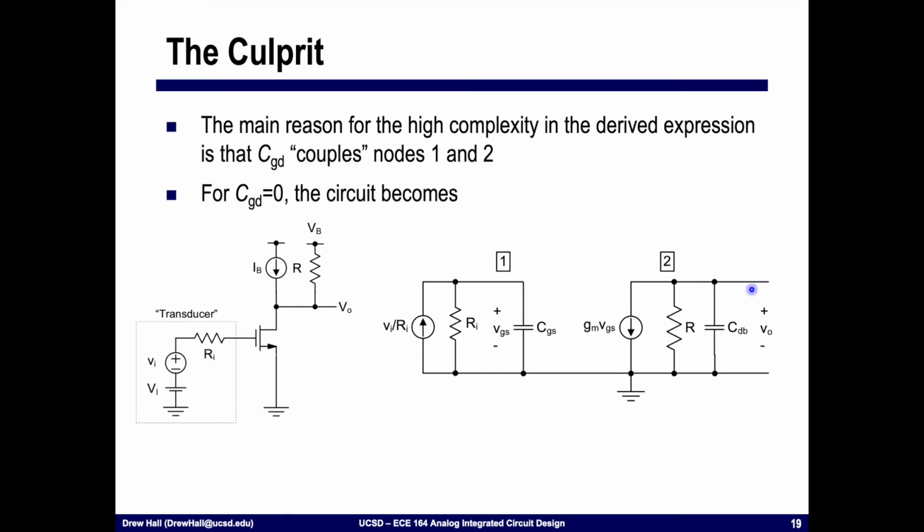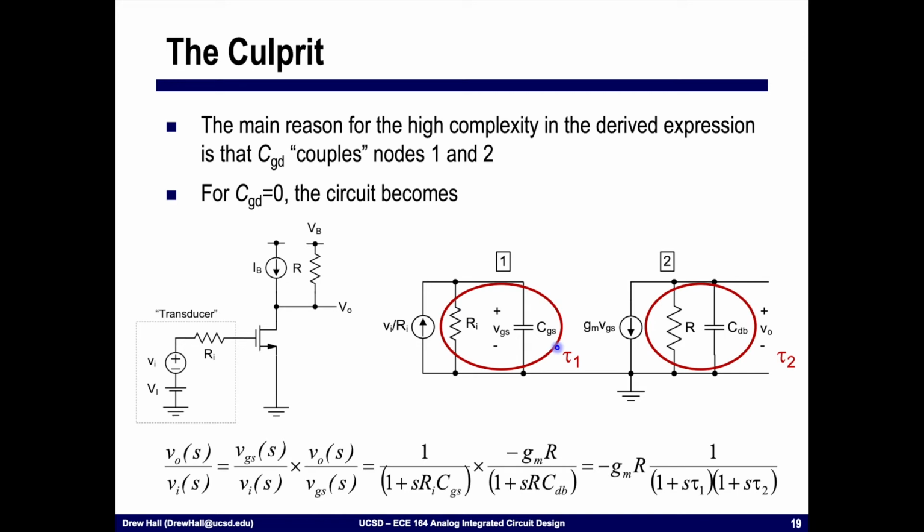If, for example, we consider the case when CGD was equal to 0, this is a really simple circuit to solve. I simply have a pole at the input, we'll call that tau 1, and a pole at the output, we'll call that tau 2. I can just use superposition to put this together, where I have two transfer functions: Vout divided by Vin, the gain, is equal to the transfer function from the input to VGS, that's the first term, and from VGS to Vout, that's the second term.